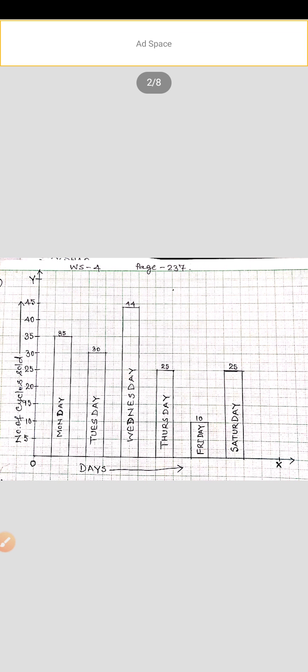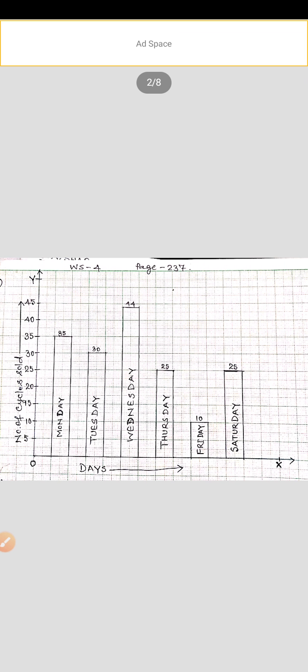Then question number 1, worksheet 4. A bicycle shop owner sold the following number of bicycles each day in a particular week. Present this information in the form of a bar graph. Days and number of cycles sold. Monday 35 cycles sold, Tuesday 30, Wednesday 44, Thursday 25, Friday 10 and Saturday 25 bicycles sold.